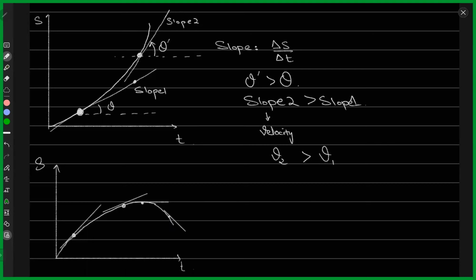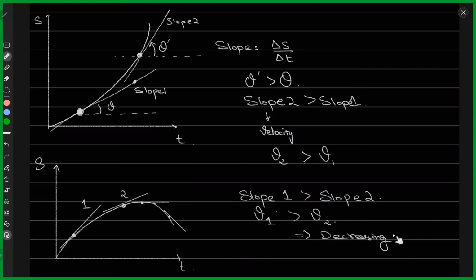Now, which means that again, you can say that, let's call this slope 1, slope 2. Slope 1 is greater than slope 2. So in this case, it's the opposite, which means that slope was velocity. Velocity at point 1 is greater than velocity at point 2, which implies that we have a case of decreasing velocities.